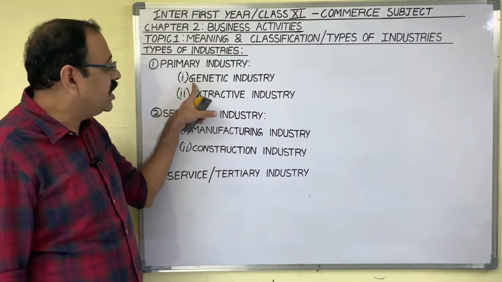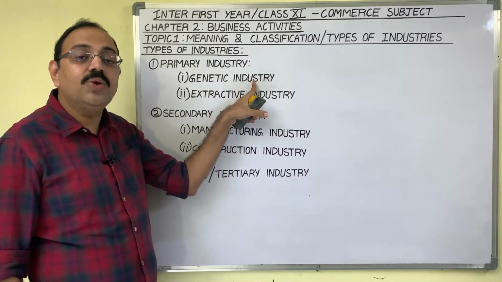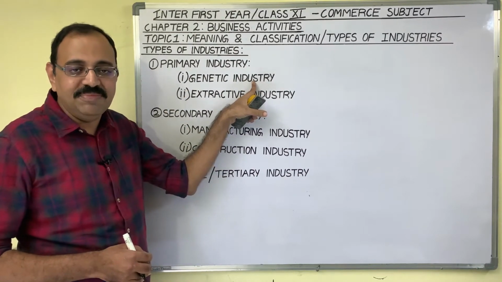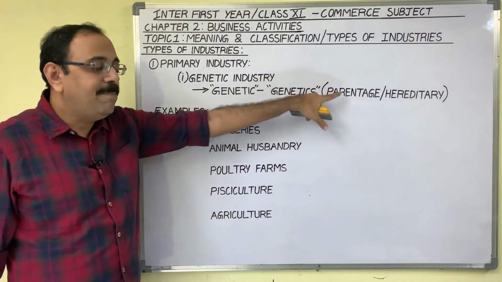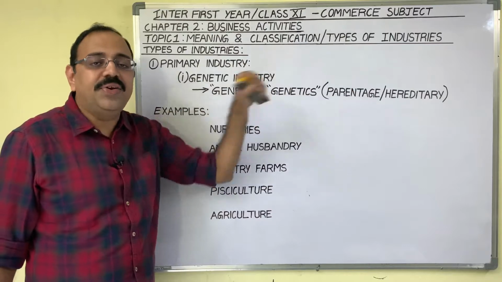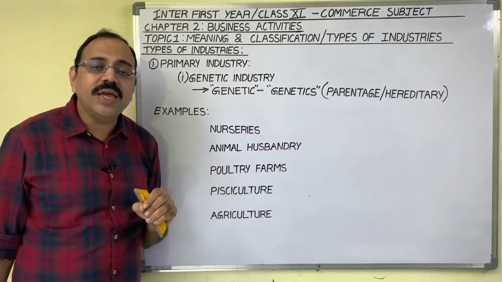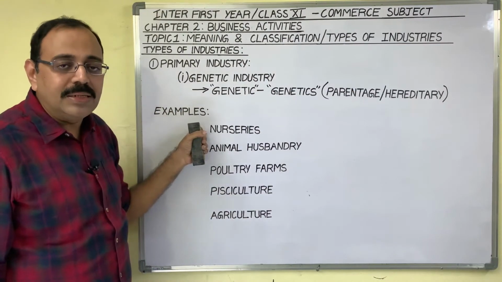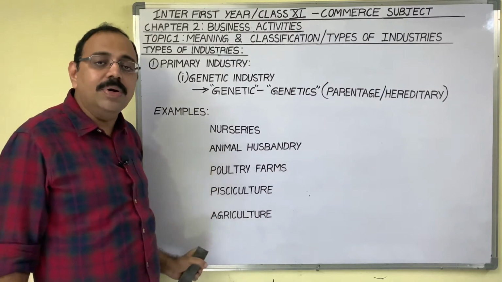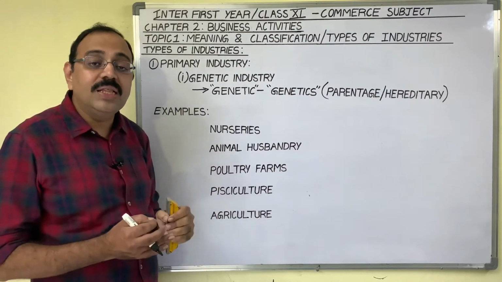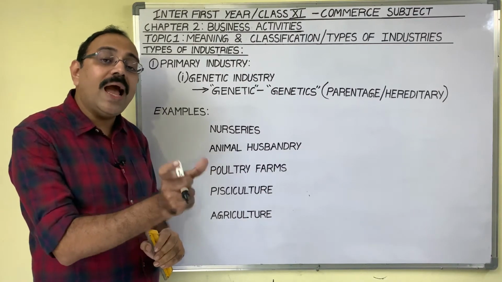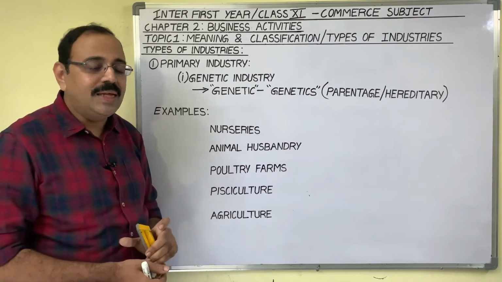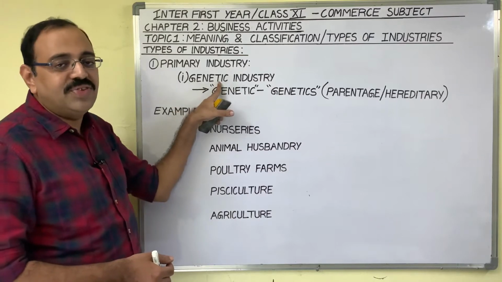Now come to genetic industry. Let us know in detail about this industry. The word genetic is derived from genetics, which means parentage or hereditary. These industries are engaged in breeding of plants, animals or birds for the purpose of selling them at a profit. Here breeding means reproducing and multiplying.